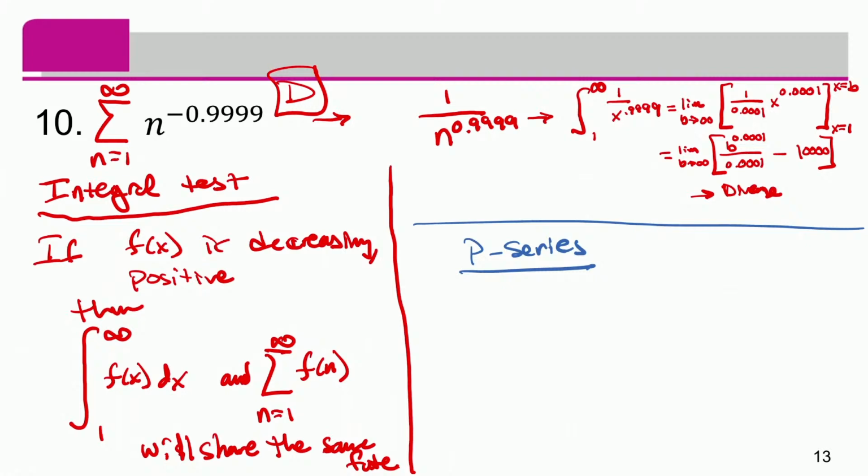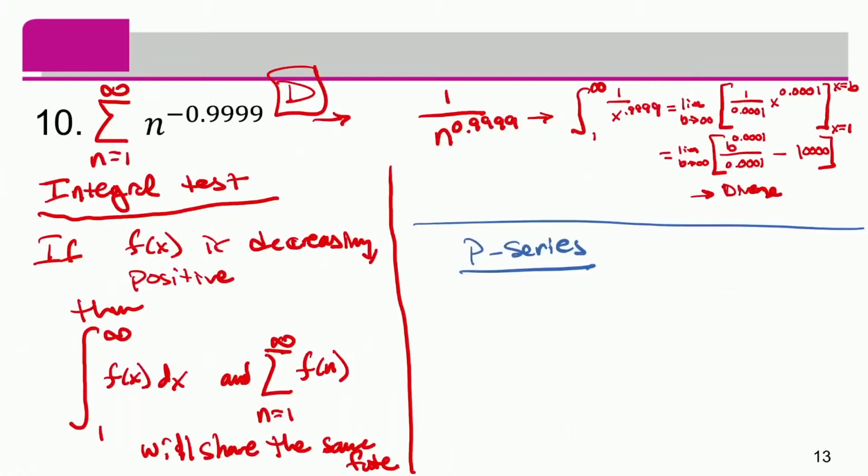P-series. Oh yeah, okay, Hayden, what's going on? How do you get the 10,000? Okay, whoops, I'll do it here. 1 over 0.0001 is 10,000, is it not? Am I off? Here, I'll do it on my calculator to make sure. Yeah, so I plugged the lower limit, the 1, into this. Because 1 to this power is just 1. Let me do this: 1 divided by 0.0001. Yeah, 10,000. That's it.